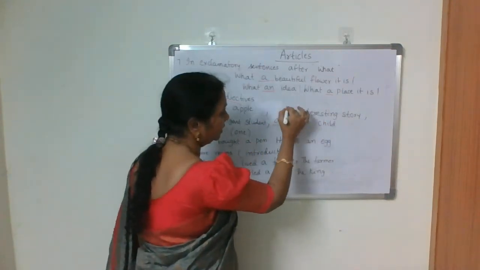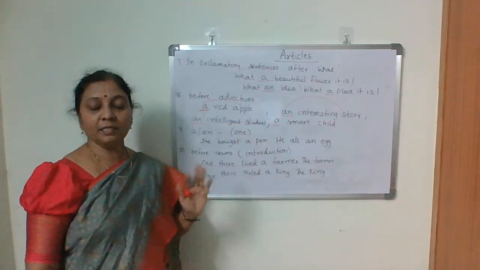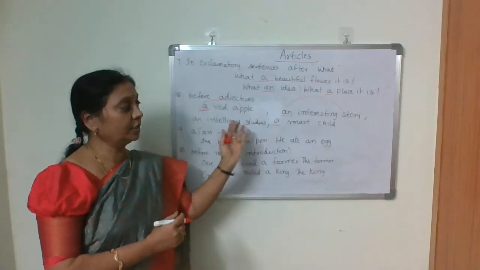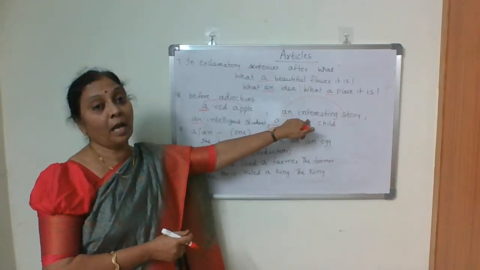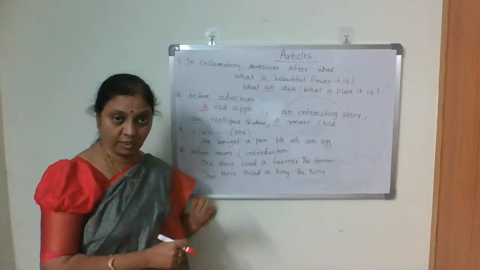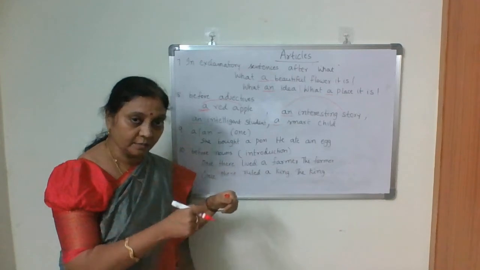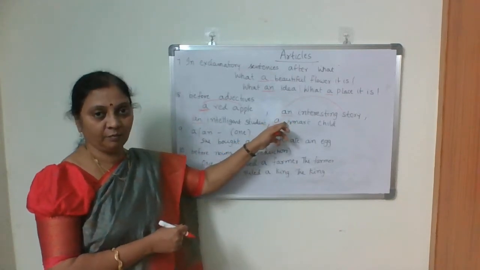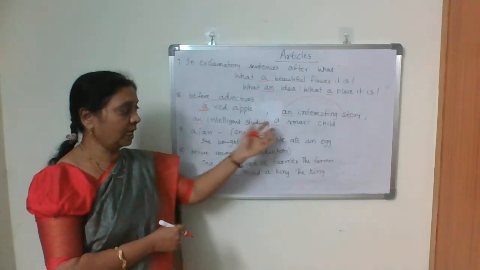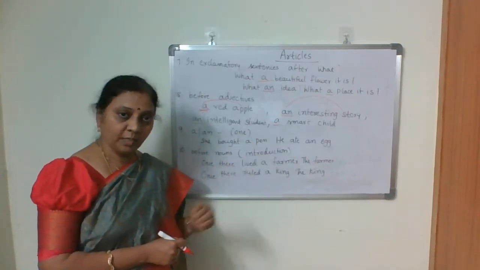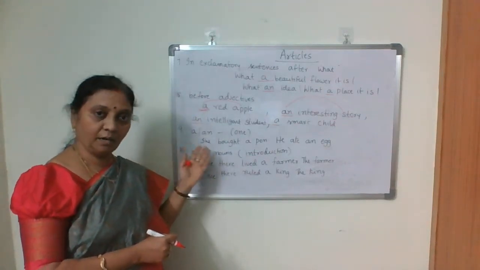Here the article is actually linked to the noun always. Even articles, because they are adjectives, talk only about nouns. But in between we are adding one adjective: an interesting story. For "story" we usually use a, but because "interesting" starts with a vowel sound, you have to use an before this: an interesting story, an intelligent student, a smart child. So in such cases, before adjectives also we use a or an.